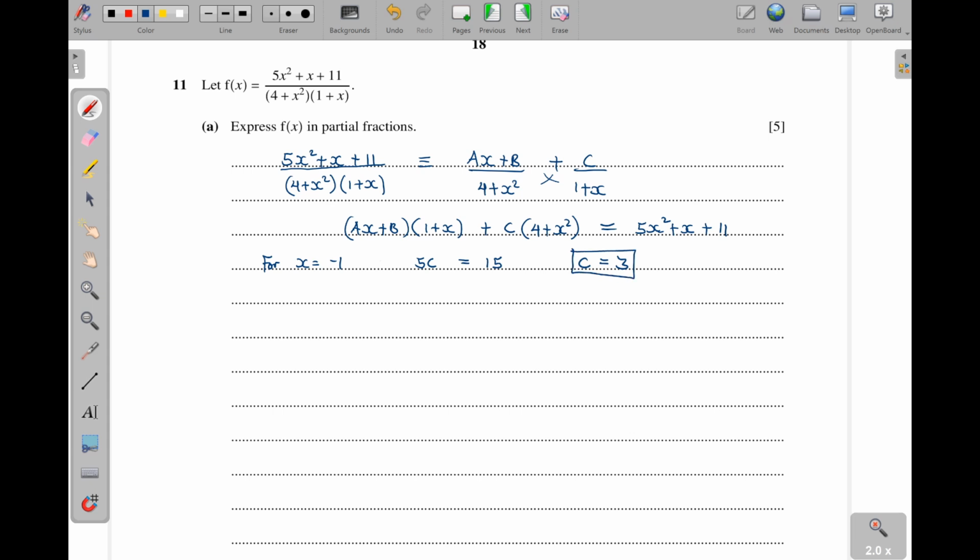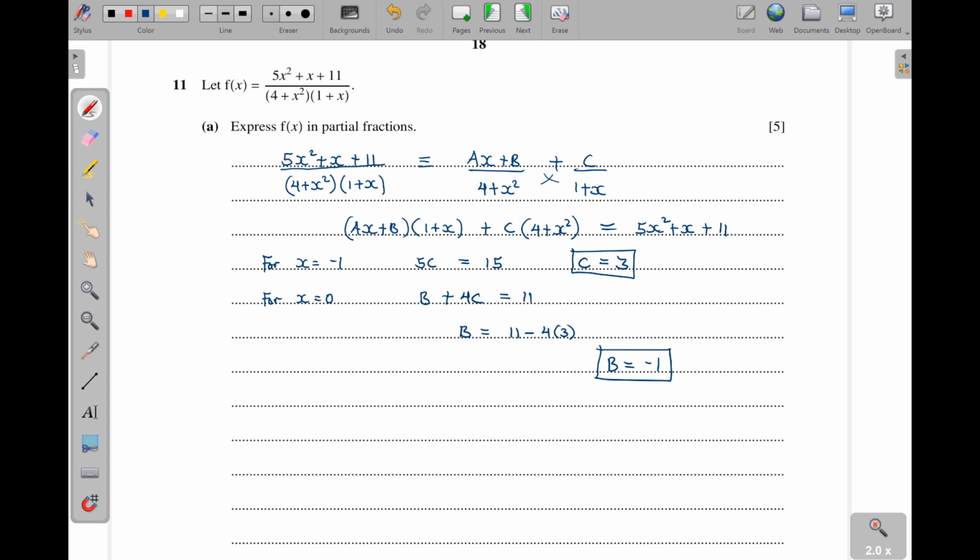Then next, I think we can use 0. For x equal to 0, you can see that a will go, and here we are remaining with only b, then 4c, and on the other side we shall have only 11. So what will be b? b is going to be equal to 11 minus 4 times 3. So 4 times 3 is 12, not so? Then 11 minus 12, you get a -1. So b is going to be equal to -1.